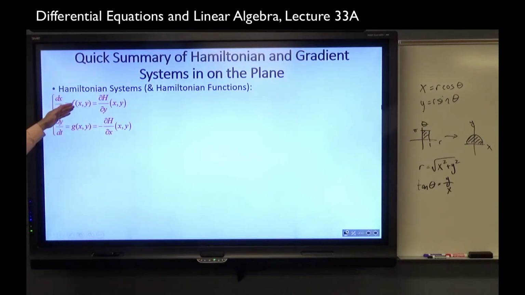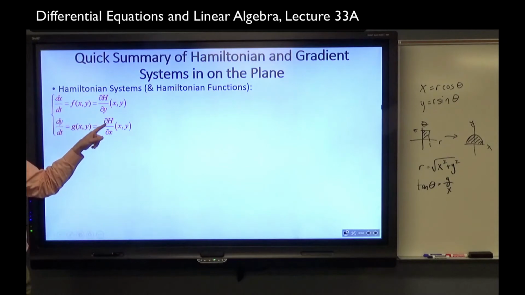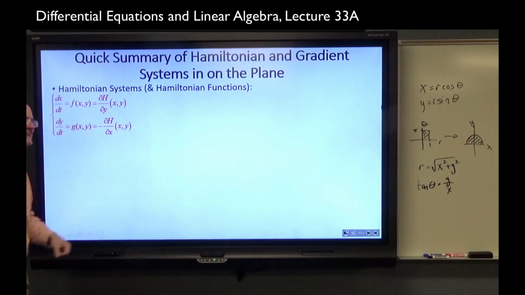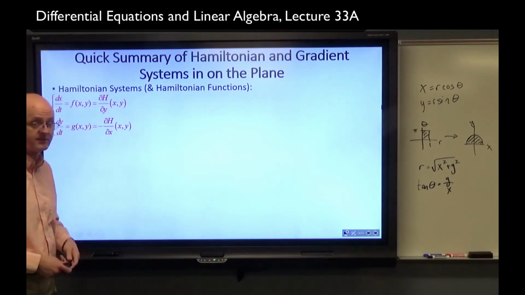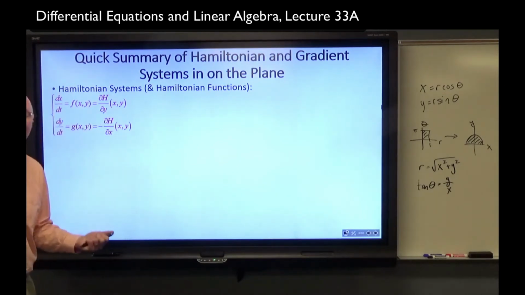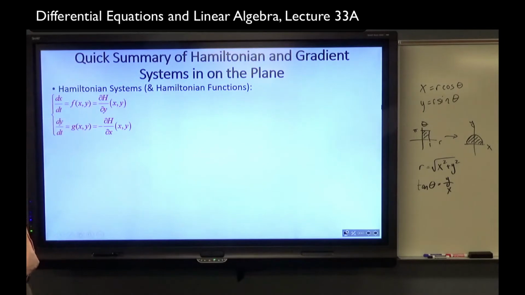dx/dt is f, the partial of some function h with respect to y, and dy/dt is g, which is the opposite of the partial derivative of that same function with respect to x. h is a function of x and y, and these are its partial derivatives. It's called the Hamiltonian function for the system.